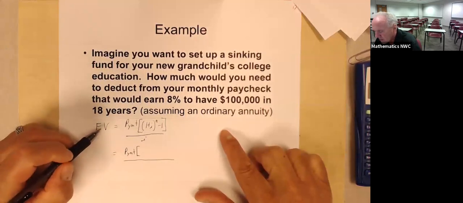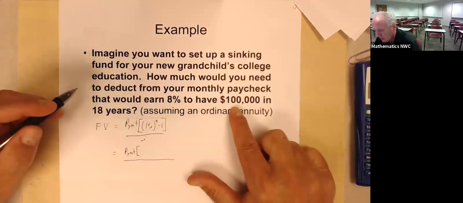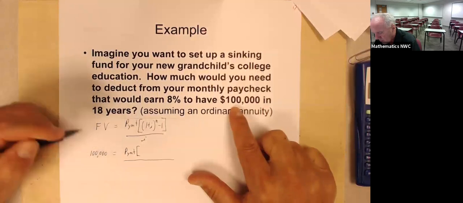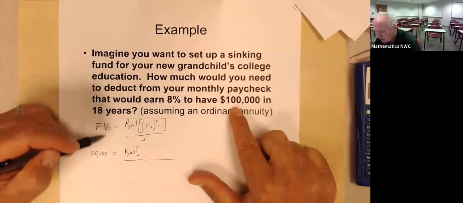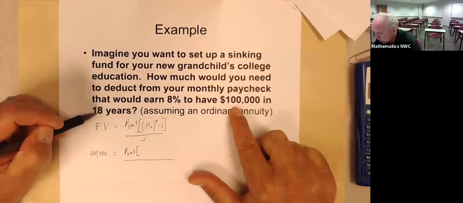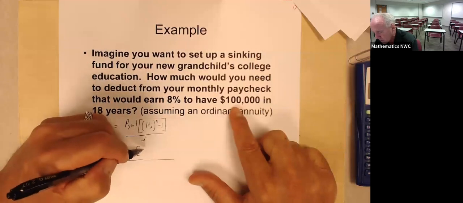I do know the future value. I want it to grow up to 100,000. So I know the future value. I want to know how big a payment do I have to make each month so that in 18 years, it's worth 100,000. Well, 18 years is not a long time. It doesn't give the power of the annuity as much. It'll still show some, but it's not as dramatic as the previous example.